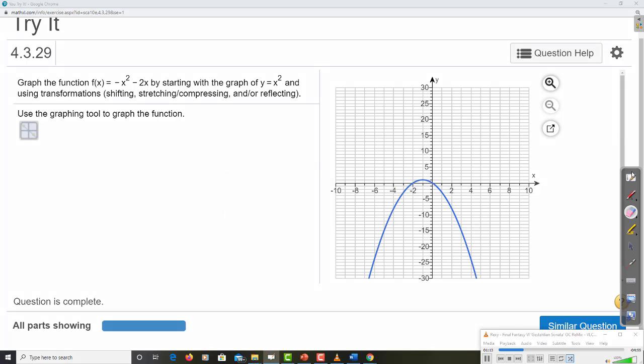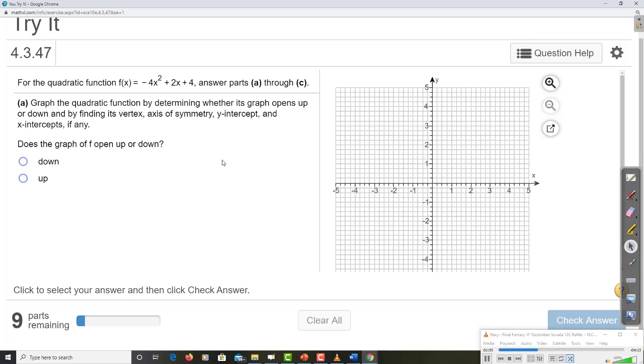Let's look at a problem that's a little bit more involved. Let's do this problem based on number 47. If you look at the instruction, we're going to graph the quadratic function by determining whether its graph opens up or down, and by finding the vertex, axis of symmetry, and intercepts. Does the graph of f open up or down? You look at this, this is negative, so it opens down.